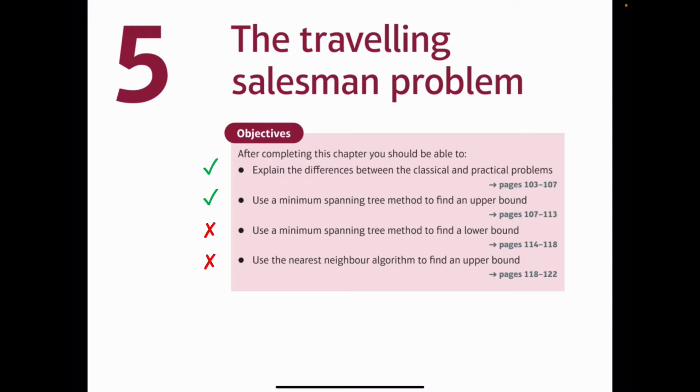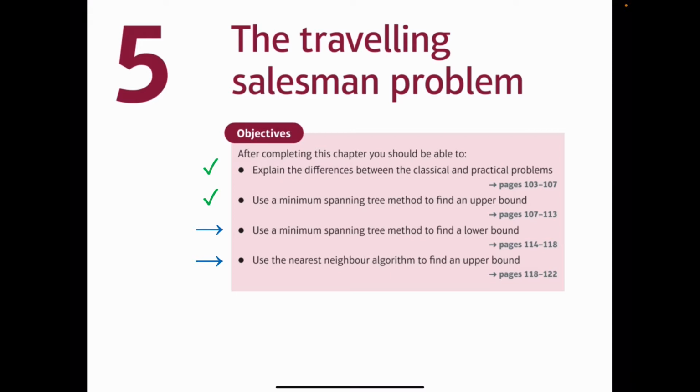Hey guys, lesson 9. We're going to continue with chapter 5 from the book about the traveling salesman problem. Last time we did the first 2 objectives. Now we're going to move to the last 2 from this chapter.